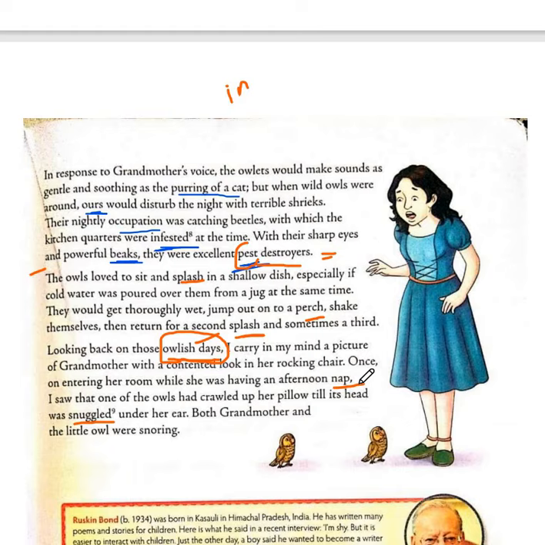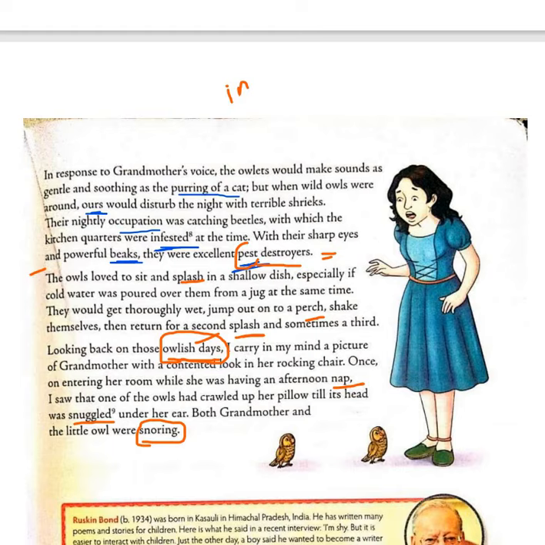Both grandmother and the little owl were snoring. Snoring, I have said, what is snoring? Snoring means a kind of nasal sound which is produced during a deep sleep, when somebody is having a sound sleep. That time the sound from the nose sometimes creates much disturbance for others. So that sound is called a snoring sound.